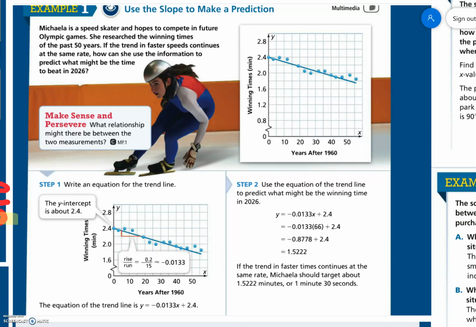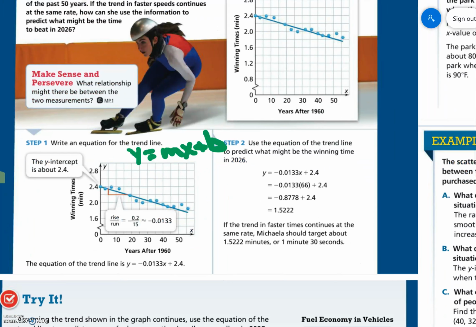So the first thing we have to do is write an equation for this trend line. Remember equations, y equals mx plus b. So we have to find both the y-intercept, that's the b, remember we begin with the b, and m, the slope. So they look for the y-intercept, it crosses at about 2.4. So that's why they have 2.4 for the b. The next thing they do is find the rise over run. So they pick 2 points, they saw that it went down 0.2 and ran 15. So they divided that to get the slope. So there's the equation of the line.